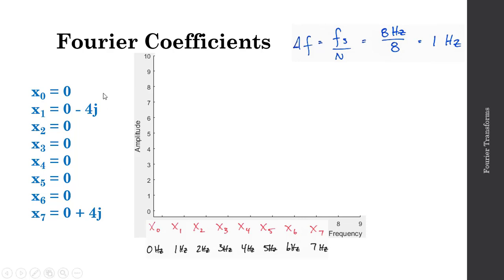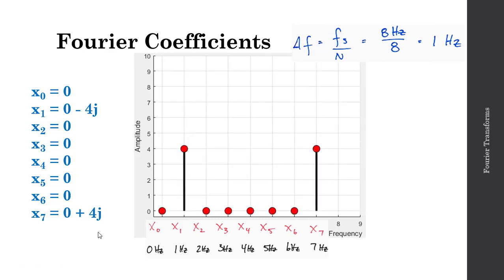The magnitude of most of these samples is rather mundane. However, the magnitude of x1 is going to be 4, and the magnitude of x7 is going to be 4 as well. So if I plot these amplitudes on my amplitude spectrum plot, I'll find that at x1 and x7, I have an amplitude of 4, and at x0 and x2 through x6, I have an amplitude of 0. This makes some relative intuitive sense because I started with a 1 Hertz sine wave, and in my 1 Hertz bin, I have frequency content. However, I also have something other than 0 in my 7 Hertz bin.